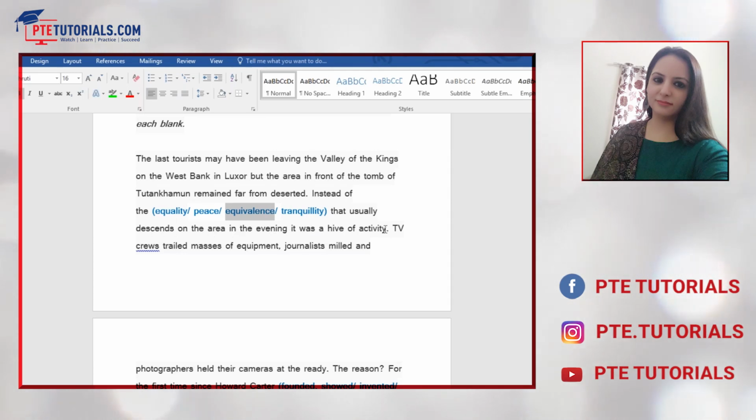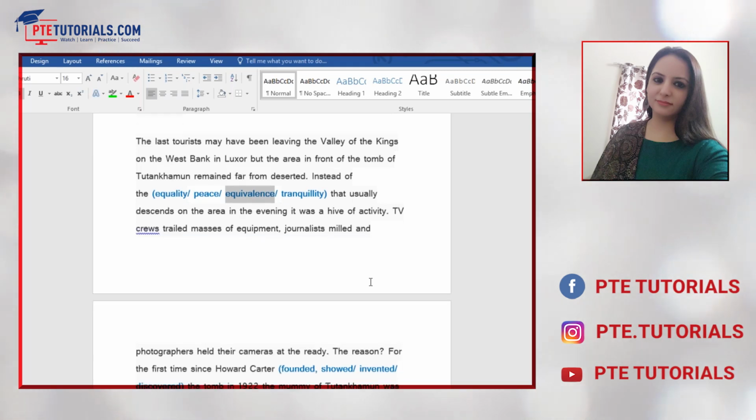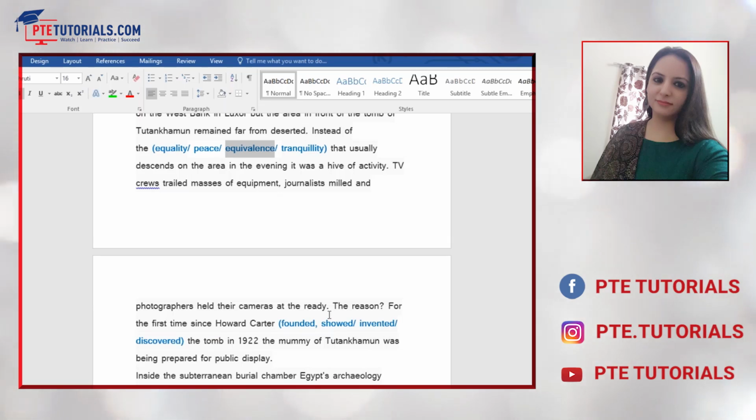It was a hive of activity. TV crews trailed mass of equipment. Journalists milled and photographers held their cameras at the ready. Look at the choice of words. So without thinking more, I'll be selecting here tranquility, not the word peace. Though their meanings are the same, their usage is completely different. While using the word peace, I'll be finding words such as war, etc.